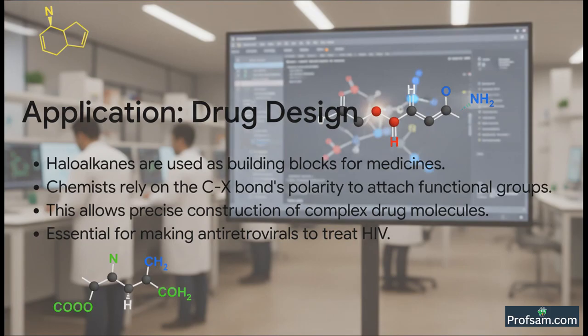For example, in drug synthesis, chemists use haloalkanes as building blocks all the time. They know for sure that the carbon atom is a reliable target for attack. So by using the C-X bond's polarity, they can precisely attach other functional groups and build very complex drug molecules. This very principle is essential for making so many modern medicines, including important antiretroviral drugs used to fight HIV.